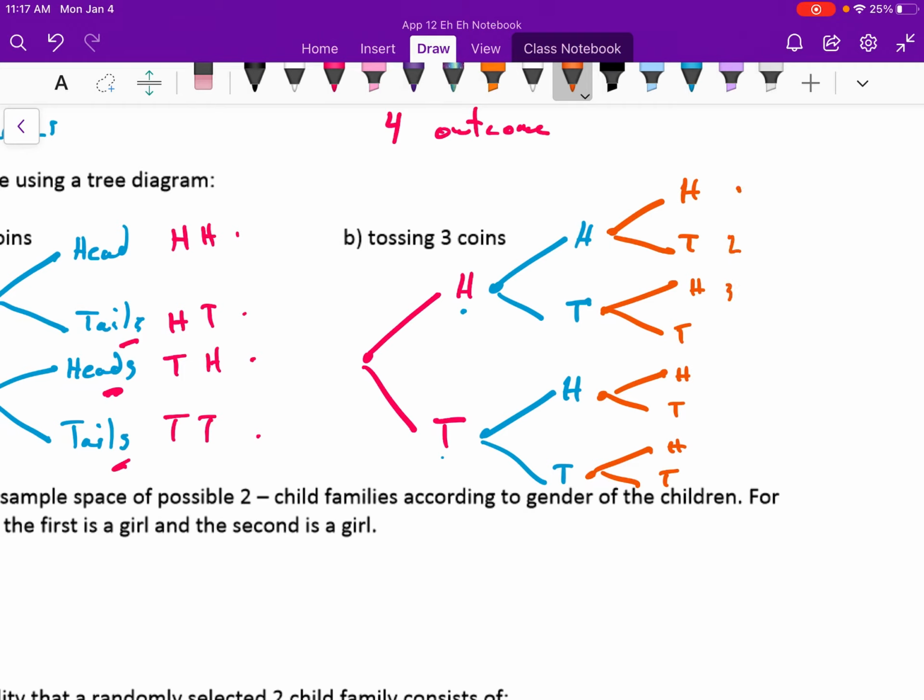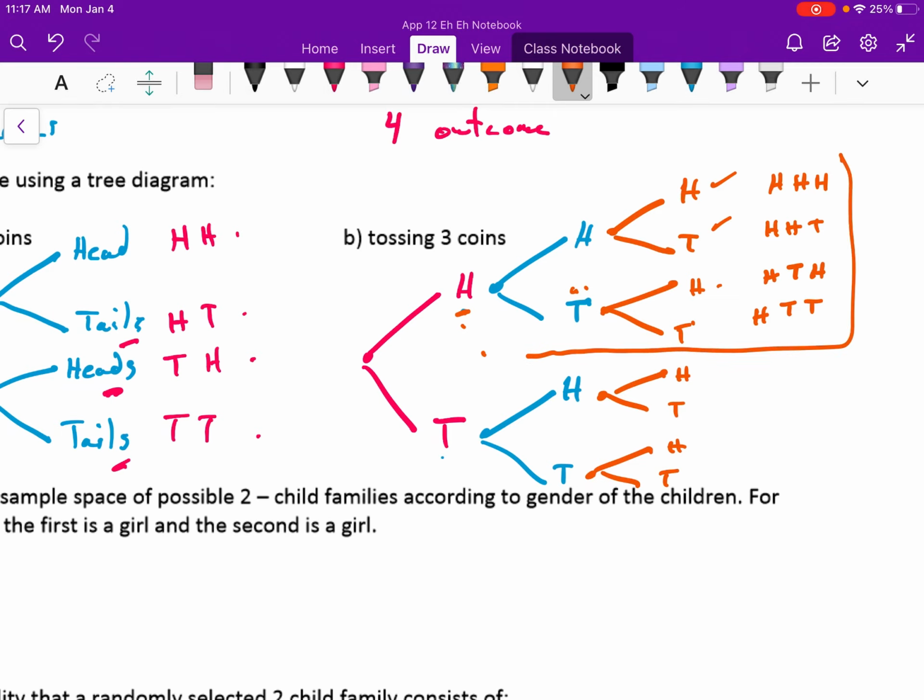1, 2, 3, 4, 5, 6, 7, and 8. I'm going to write those outcomes, and if I gave you enough time, you would come out with these outcomes. The first one is heads, heads, heads. Second one is heads, heads, tails. So I'm just traveling down the branches. Third one is heads, tails, heads. This next one is heads, tails, tails.